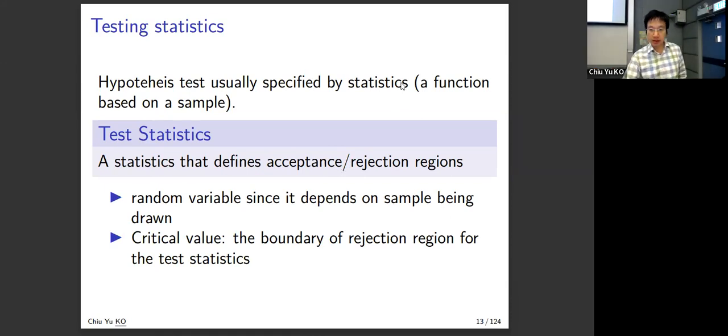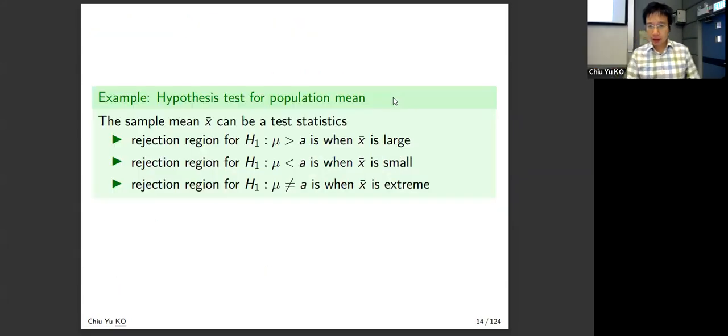The main idea is not that difficult. The idea is we want to test and make a statement about the sample mean, or the population mean.